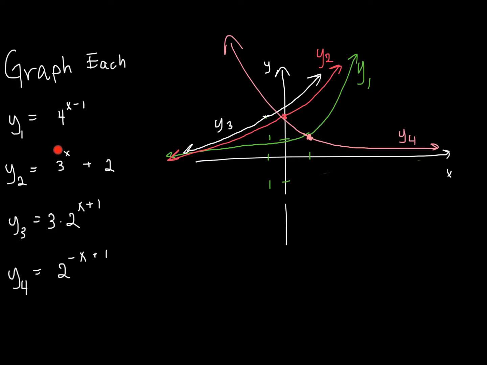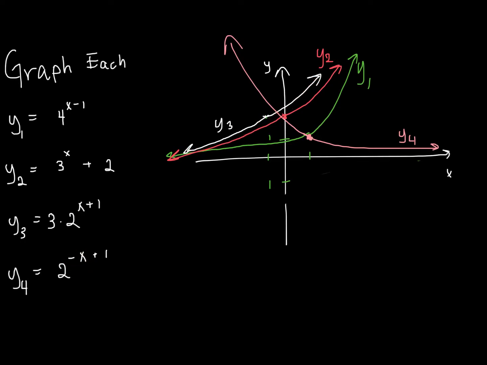Here I have an exponent of 0 when x is 0, and I'm adding 2, so that y-intercept will be at 3, up towards the left, down towards 0 to the right. Here I have an exponent of 0 when the x value is negative 1, so that's a translation to the left of 1 unit, and 3 times 1 is 3, up to the right, towards 0 to the left.